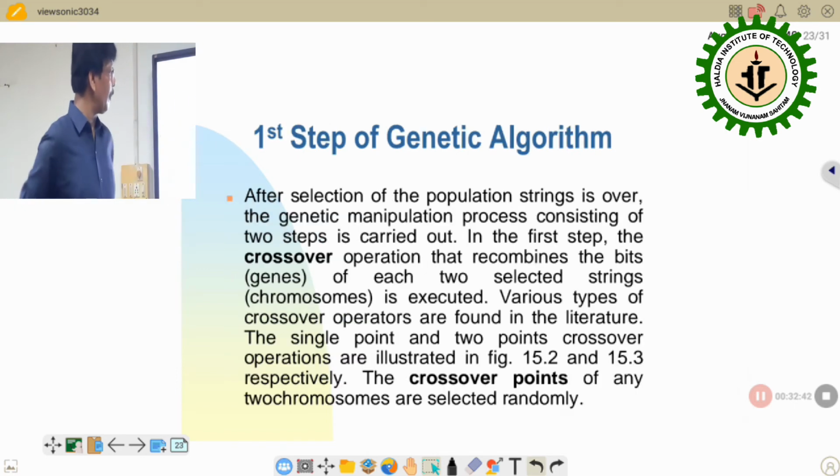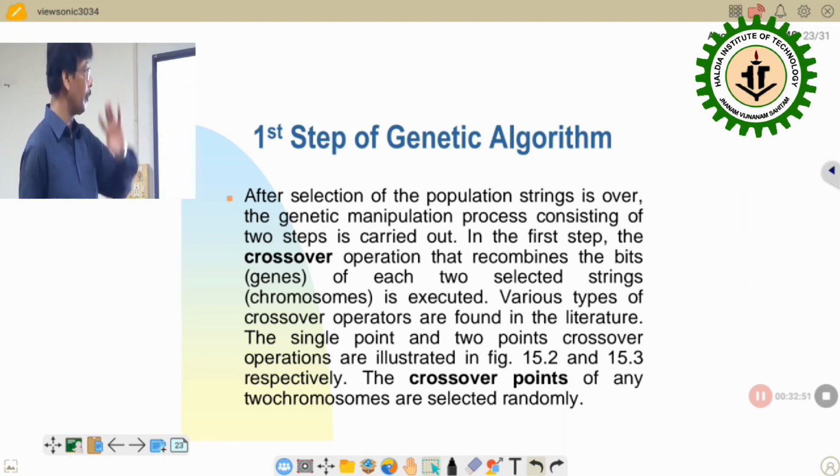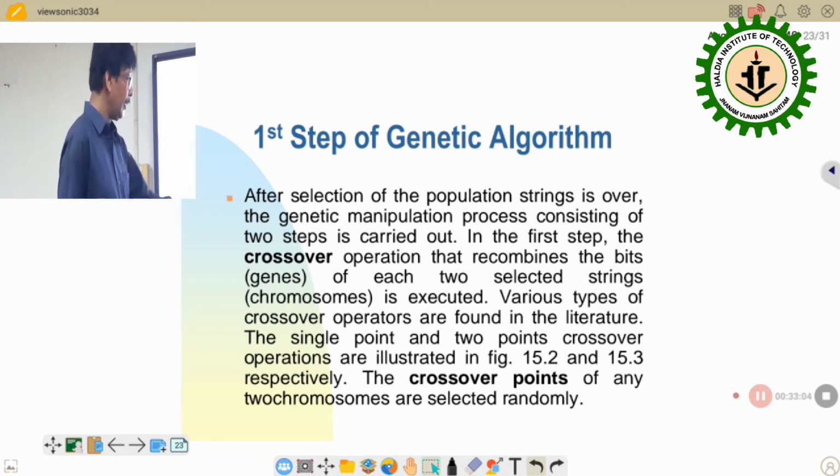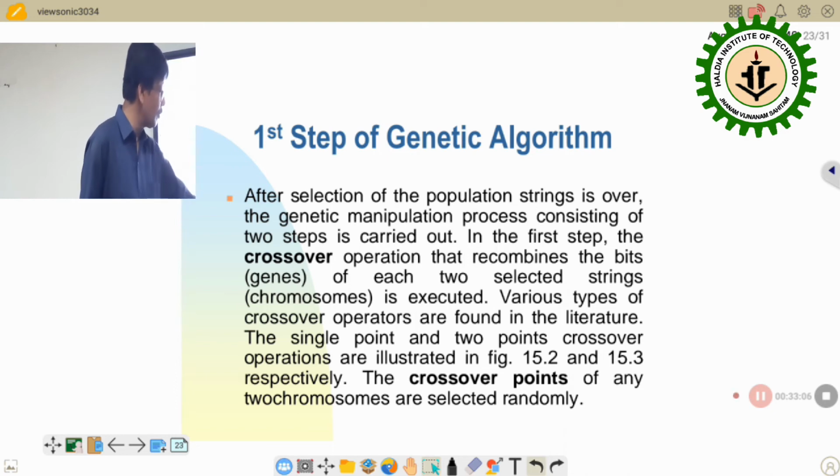Now this is the first genetic operation, the crossover operation, that recombines the bits of each two selected strings. Various types of crossover operators are found in the literature. Normally, of the crossover techniques we use, one is called the single point crossover and the other is called the 2-point crossover. The crossover points of any two chromosomes are selected randomly.